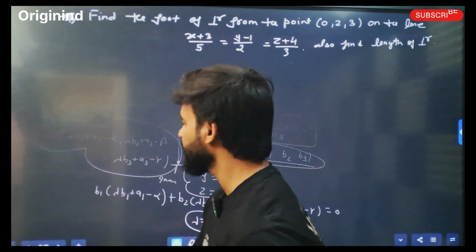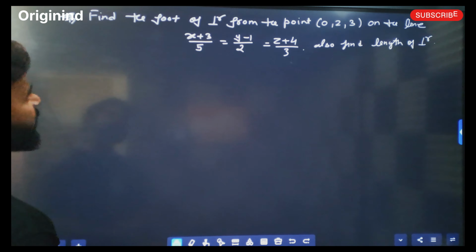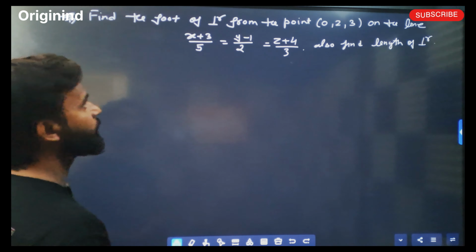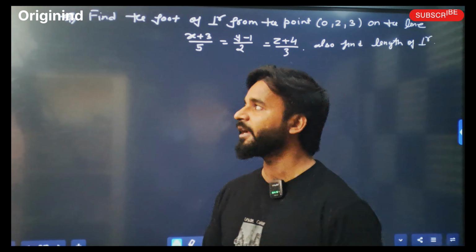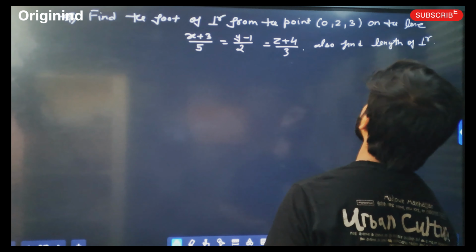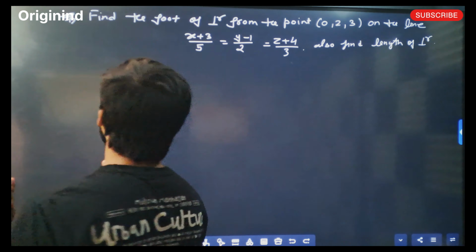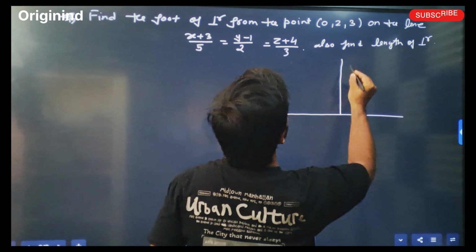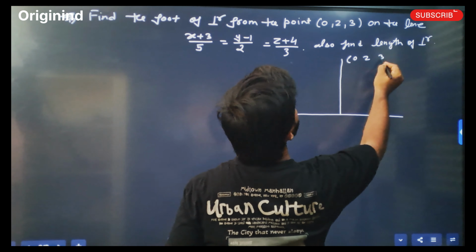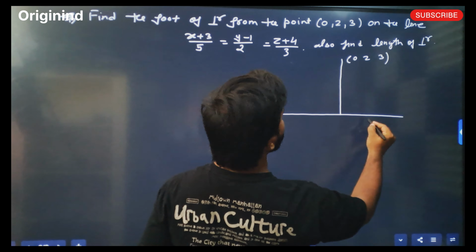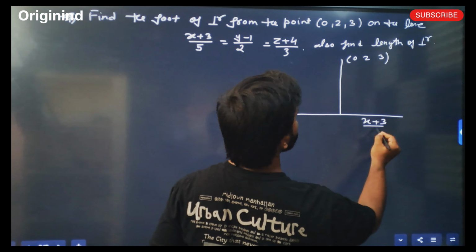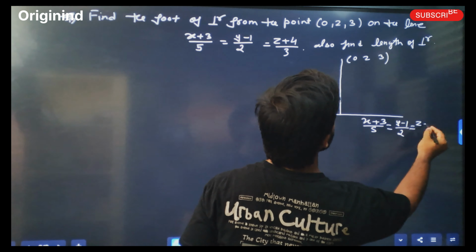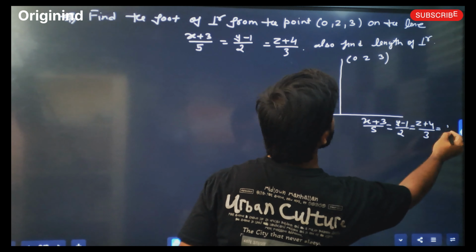Now we discuss one question. Find the foot of perpendicular from the point (0, 2, 3) on the line (x plus 3) by 5 is equal to (y minus 1) by 2 is equal to (z plus 4) by 3. Also find the length of the perpendicular. Easily we can find it. First make the figure. The point is (0, 2, 3) and the line equation is (x plus 3) by 5 is equal to (y minus 1) by 2 is equal to (z plus 4) by 3 is equal to lambda.